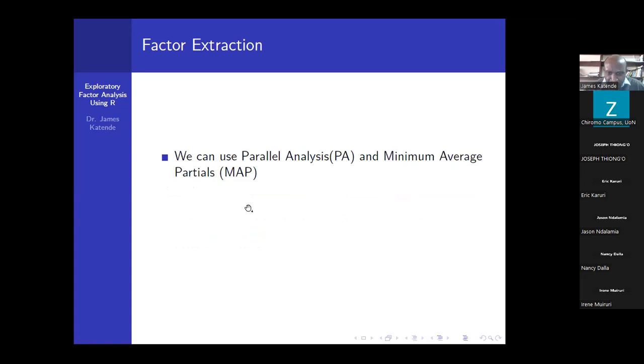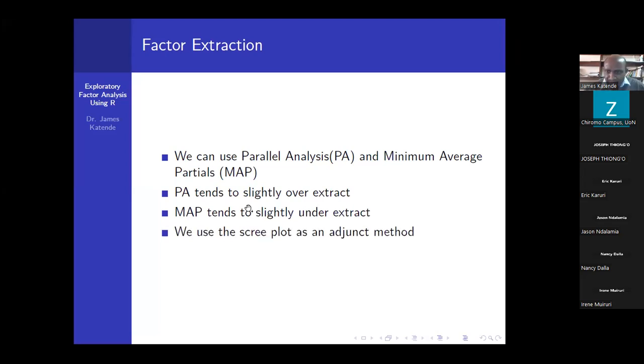So for factor extraction, we can use this parallel analysis and minimum average partials. There are other techniques, but these two are good for the following reasons. One, will tend to over-extract, that is the parallel analysis, and the minimum average partials seem to under-extract. And that can give you a good idea of where you stand.